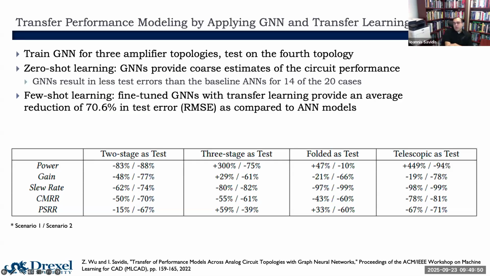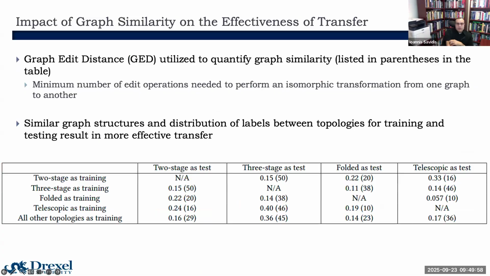And we have the root mean square error as compared to ANN models, which are trained with the same 100 points from the target topology. We further characterize the impact of graph similarity on the effectiveness of the transfer. Here we use graph edit distance to quantify the graph similarity, as listed in the parentheses in the table.